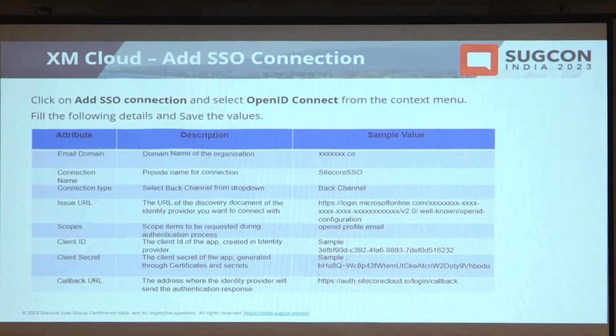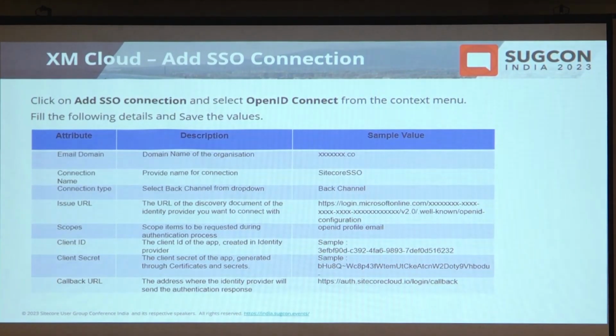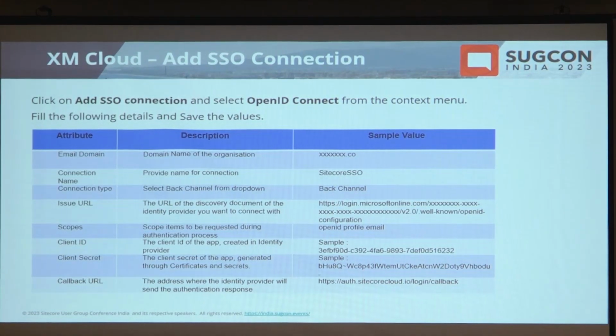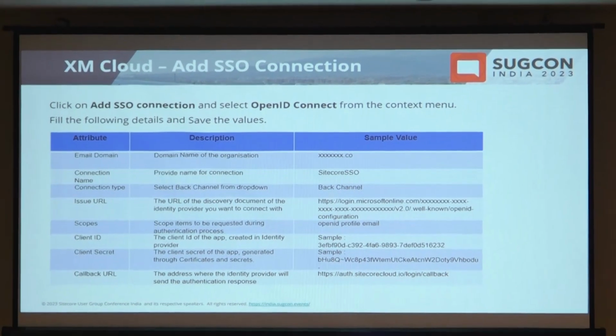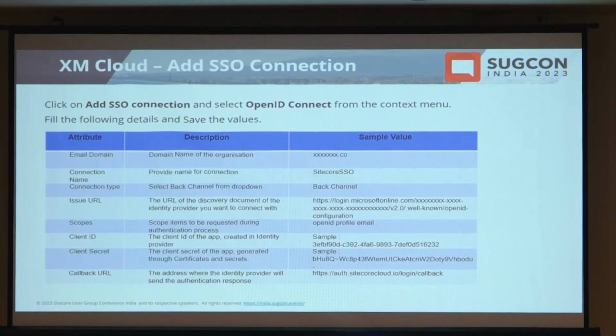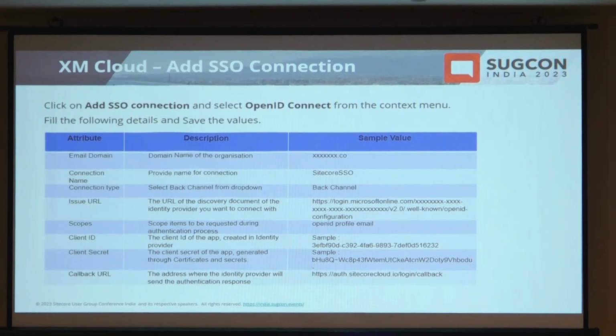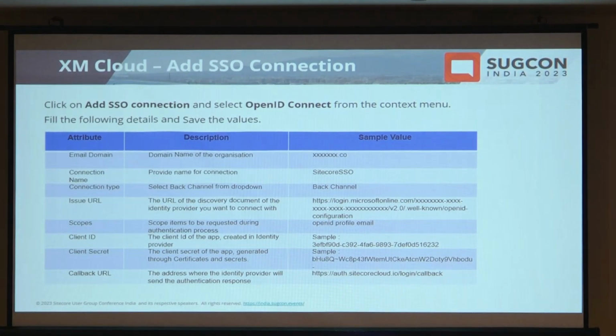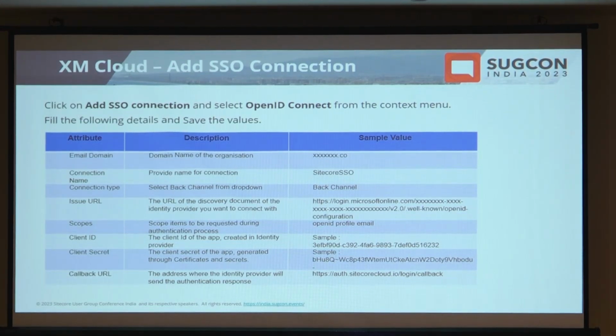In the first text box, I have to provide the email domain, which is my domain name. After that, I have to provide my connection name, which can be anything, for example, Sitecore SSO in my case. Third, from the drop down, I have to select the back channel. The fourth one is the issuer URL, which we prepared in our previous screen through the tenant ID, which I have explained. Next is scopes. In my case, I have maintained openid, profile, and email.